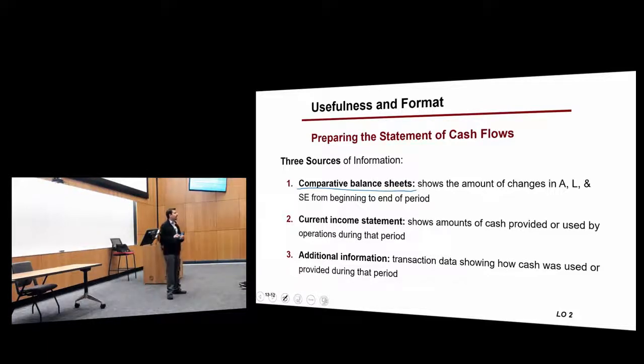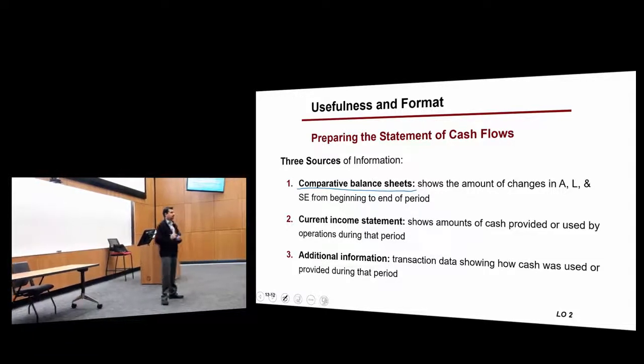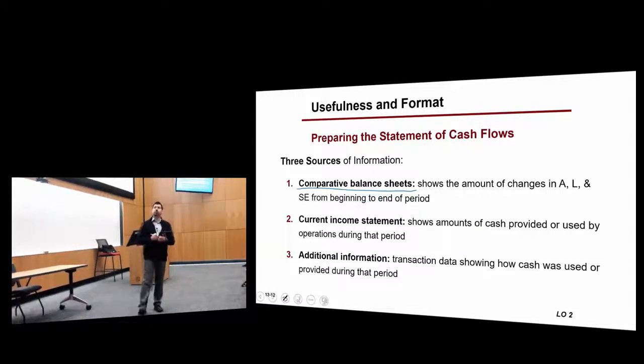If you had a change in common stock, what does it mean? That the company issued, for example, common stock or bought treasury stock. So basically it depends on the change. But those comparative balance sheets will give you an idea of the changes in those accounts. This is the first source of information.